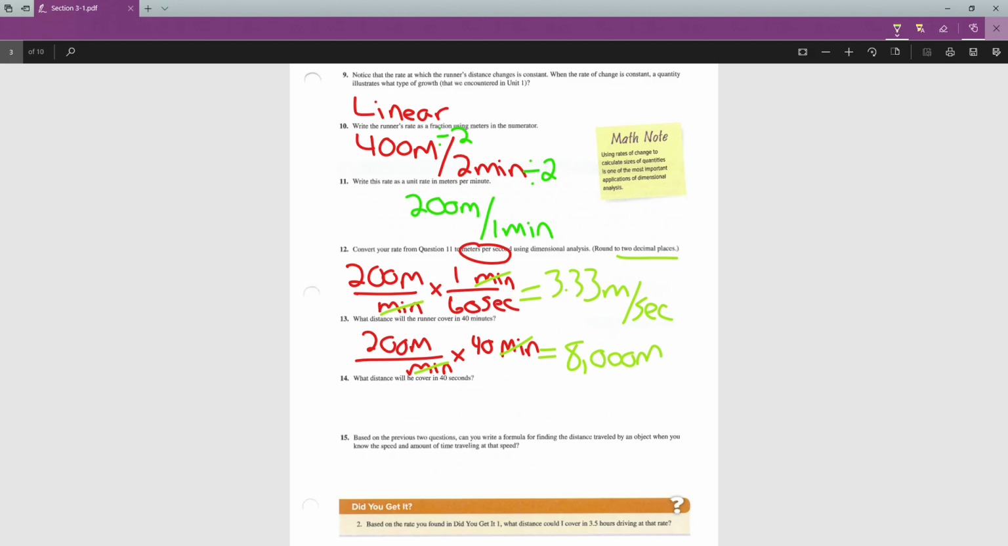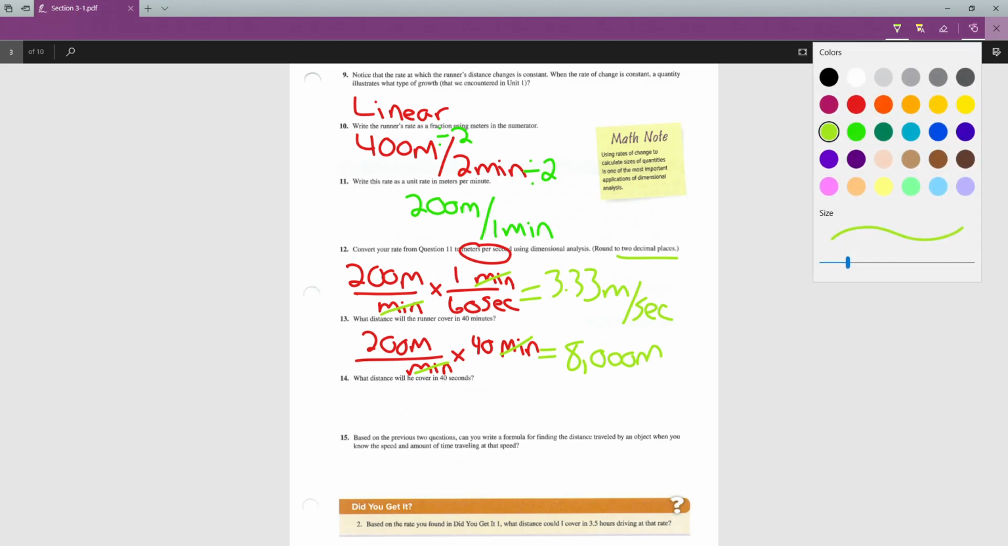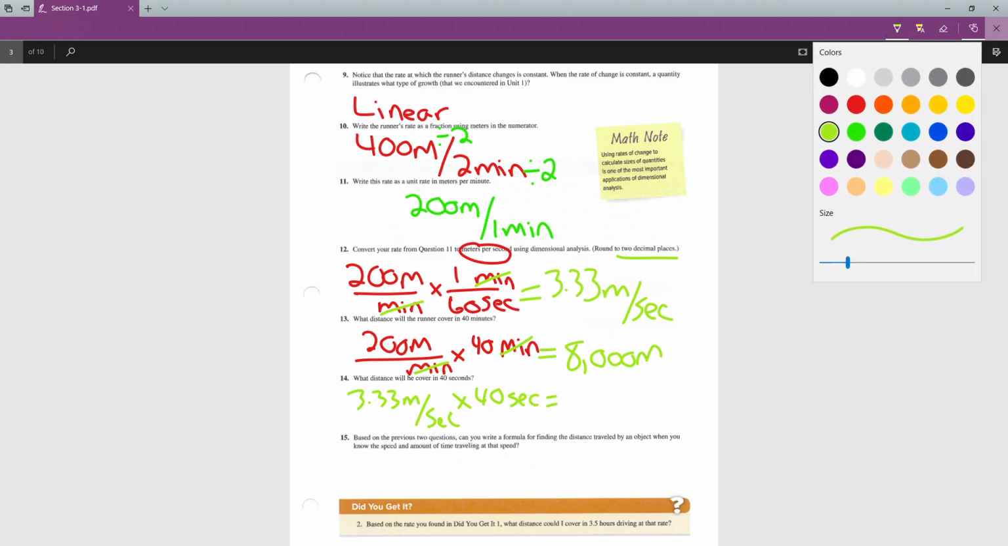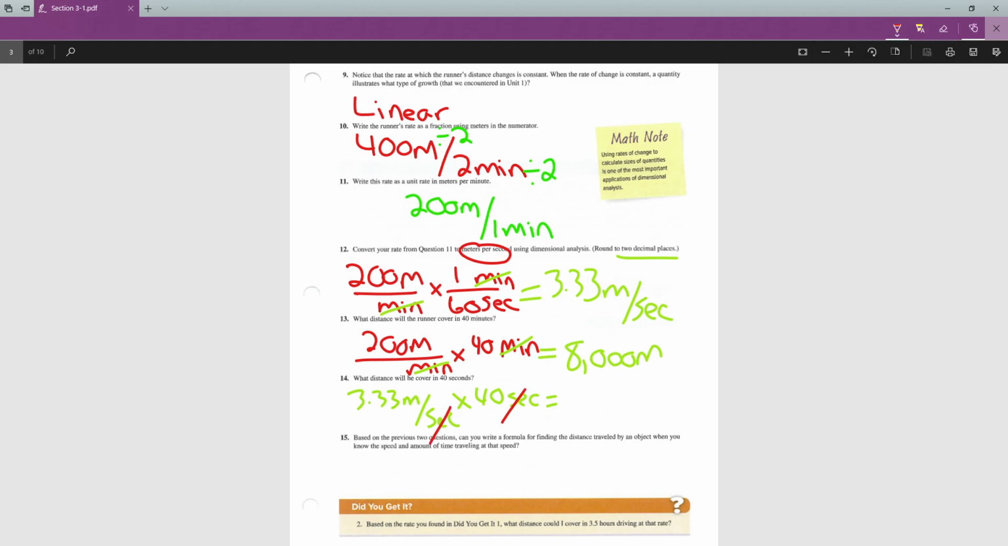What distance will the runner cover? This is number 14. In 40 seconds. I have to use the answer I found in number 12. So 3.33 meters per second times how many seconds? 40 seconds. You'll notice now that seconds cancel off, and I'm left with just meters. And my answer ends up being approximately 133.2 meters.